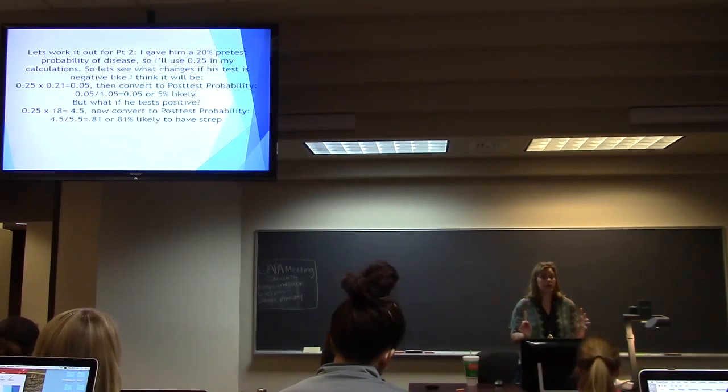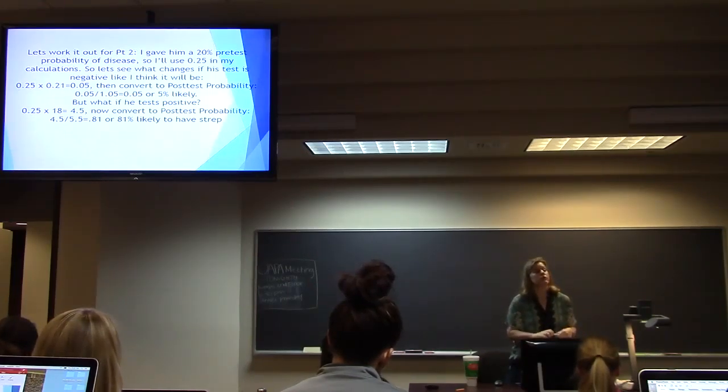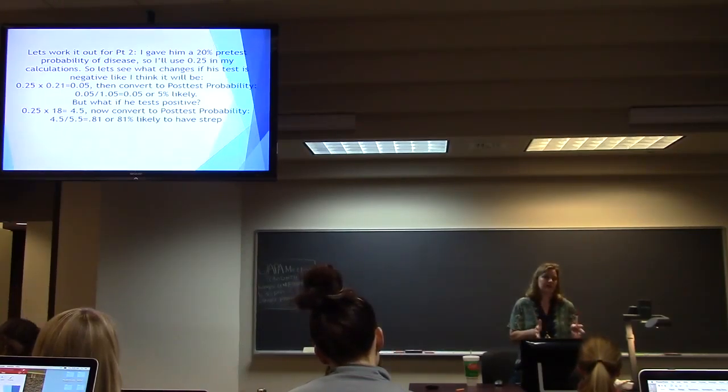All right, so now let's work it out for patient number 2. I have given him a 20% pre-test probability of disease. So in your mind, 20% equals 0.25 when you're going to calculate it out. So 0.25, and the first thing, I think it's going to be negative. So let's assume it is negative, like I think. So the negative likelihood ratio is 0.21. Remember that it was. So we multiply 0.25 times 0.21, and you get 0.05. I convert that back to a post-test probability, and I get 5%. So I went from thinking, well, I'll give him a 20% chance of having this disease, now I'm down to 5%. I really don't think this person has strep. There is no reason for me to expose him to antibiotics at this point, right?